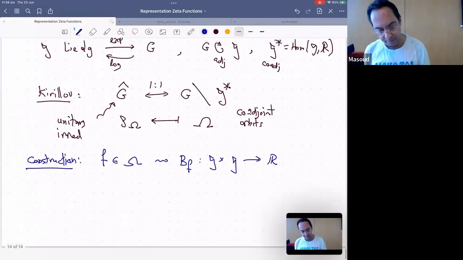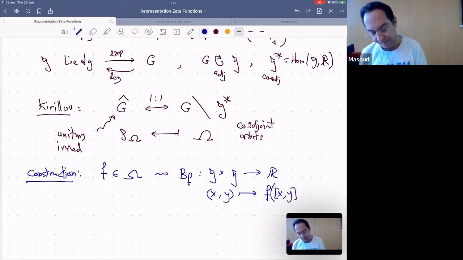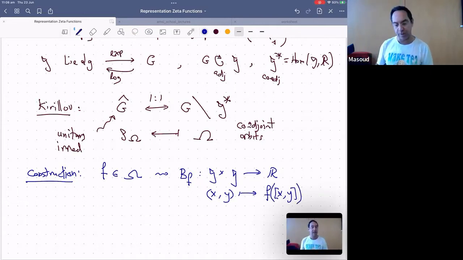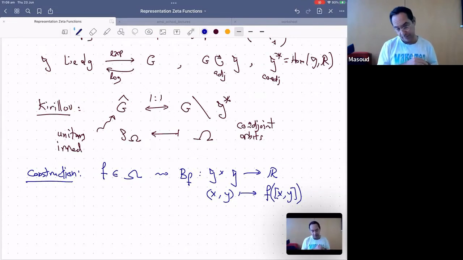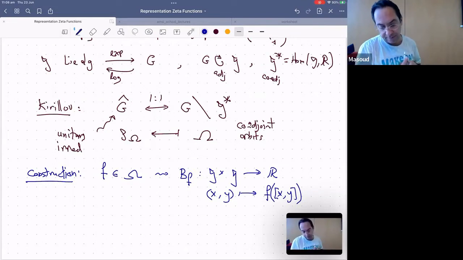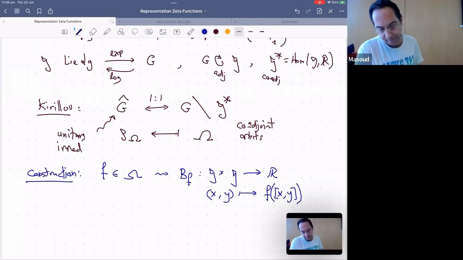And this bilinear form is defined by, you take X and Y, you map them to the commutator, the Lie commutator, and then you apply F. So you have an element of the Lie algebra, and you can apply F, and you get a real number. It's clearly bilinear. We have a functional, and we have the commutator map. So it's a bilinear map.